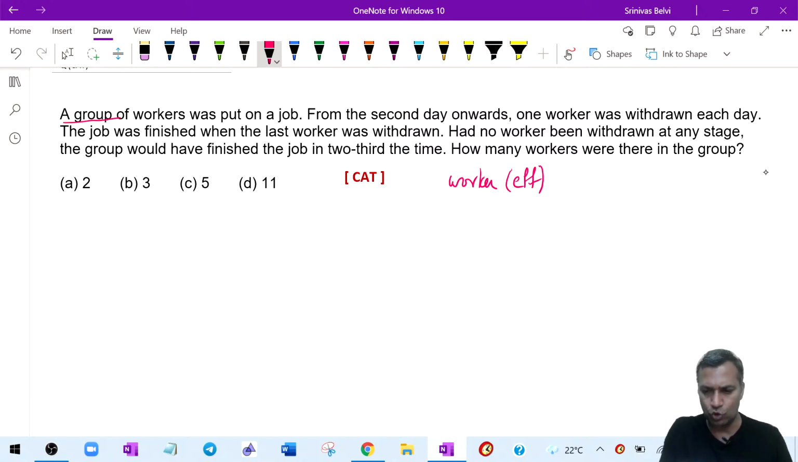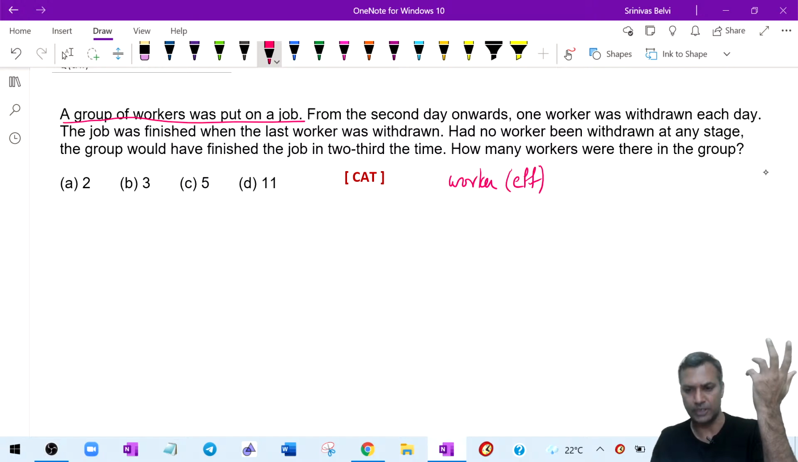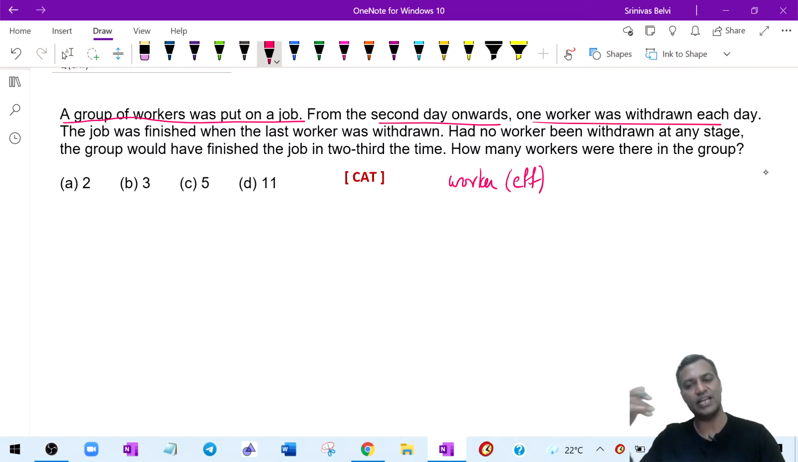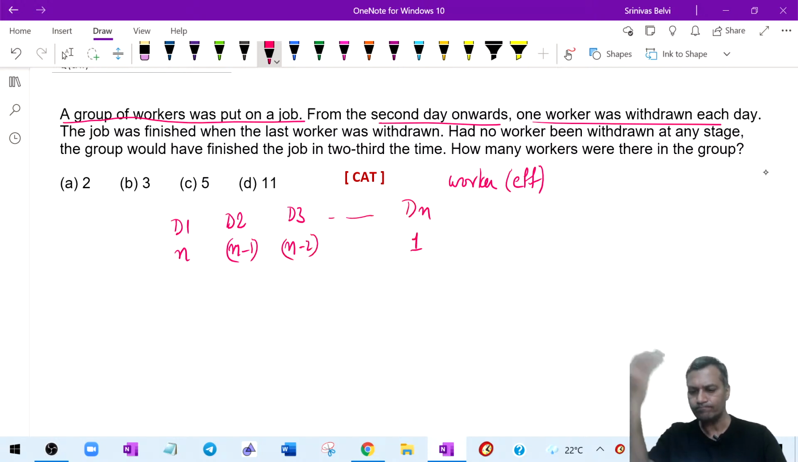Whenever they say a group of workers was put on a job, the doubt can come: will everybody be of the same efficiency? You will assume that everybody would have the same efficiency. But what happened is, from the second day onwards, one worker was withdrawn each day, which means day one n people worked, day 2, n minus 1 people worked, day 3, n minus 2 people worked, like this. On the nth day, one person will work.